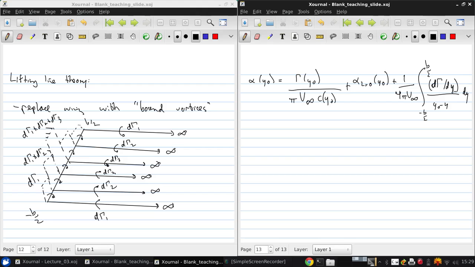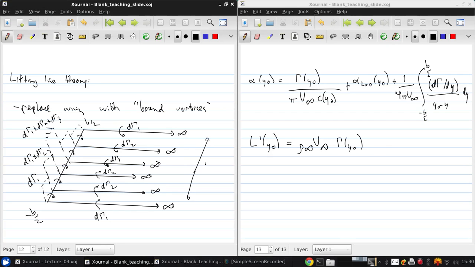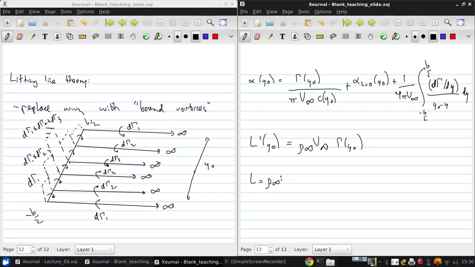Now we can solve this equation to get the lift distribution, the total lift, and the induced drag. So the lift per unit span at y0 is ρ∞ V∞ Γ(y0), where y0 is just our span-wise coordinate. And the total lift L is ρ∞ V∞ times the integral from negative b/2 to b/2 of the distribution.